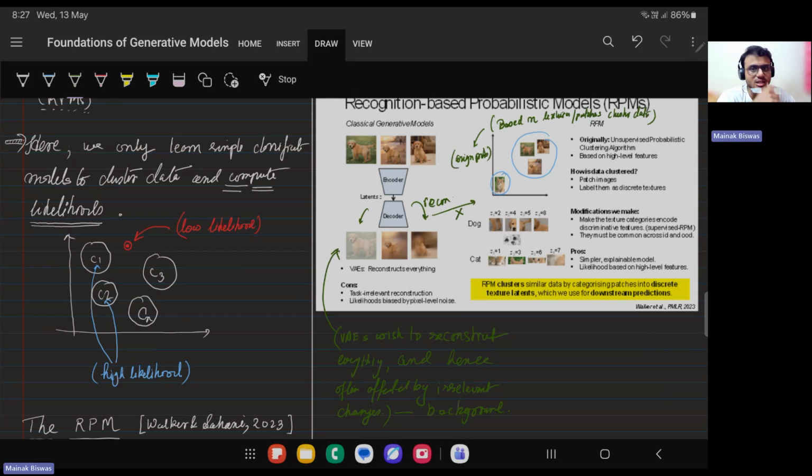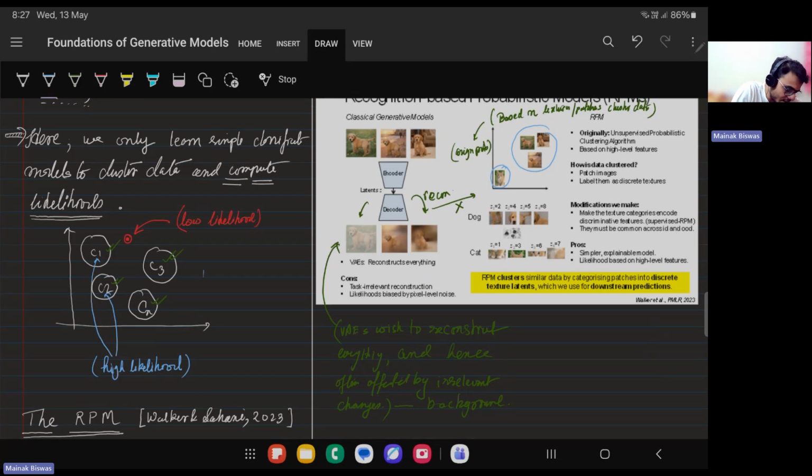Okay, so this is the idea. So if you see the schematic I have on the left, so you could have class 1 here, class 3 here, class 2 here, and class n here. So these are all learned in an unsupervised manner.